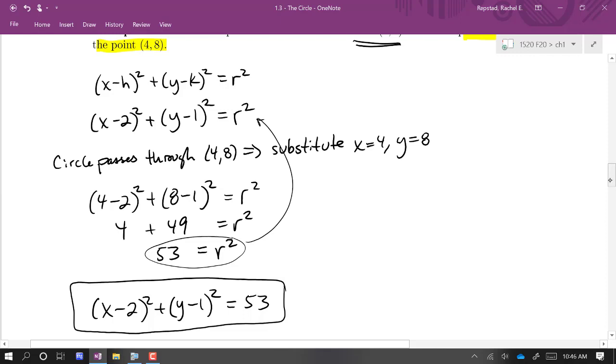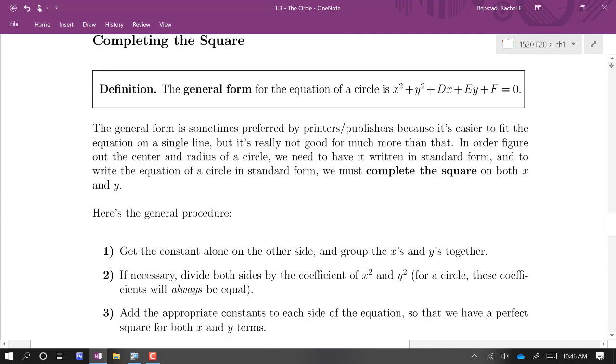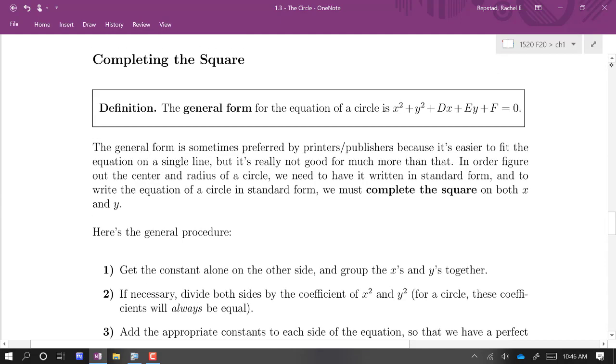Okay. So hopefully at this point we're all gaining an appreciation for the standard form of a circle. It's easy to pluck information about our circle if we have it in standard form, but not all circles will be given to us in standard form. In fact, there is also the general form for a circle. Remember back when we were talking about the straight line, I said the general form is basically when you have all your terms on one side and it's set equal to 0.